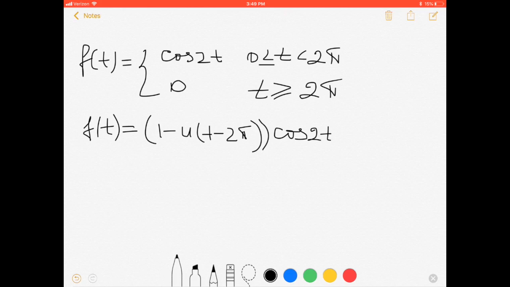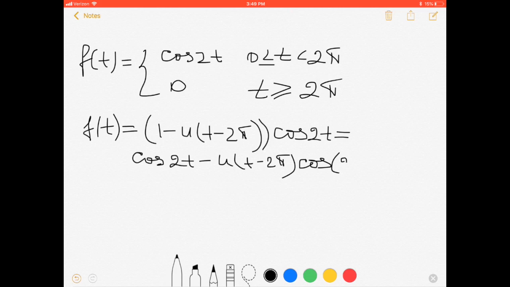I can distribute, and I have here cosine 2t minus 2 pi. Here I prepare my function. This means I write cosine twice t minus 2 pi. Trigonometrical function is a periodic function. This means I can add 2 pi, subtract 2 pi, nothing changes. Looking here, now I prepare my function f(t) for Laplace transformation.